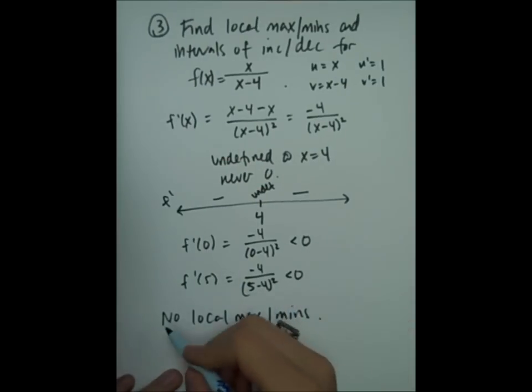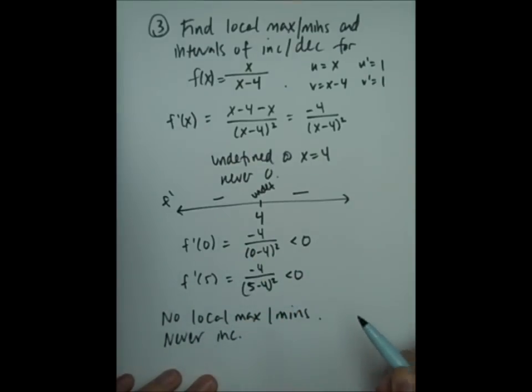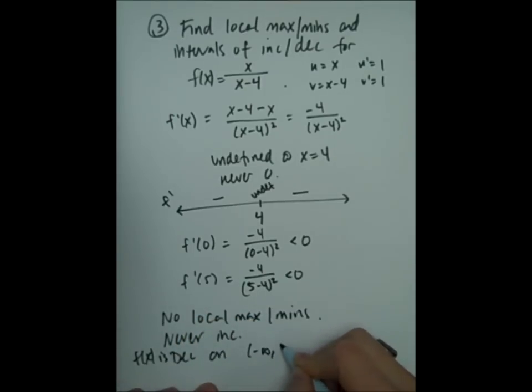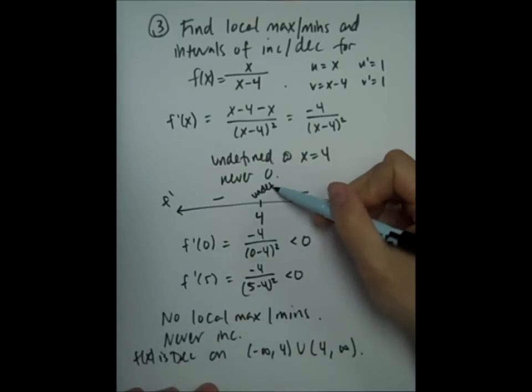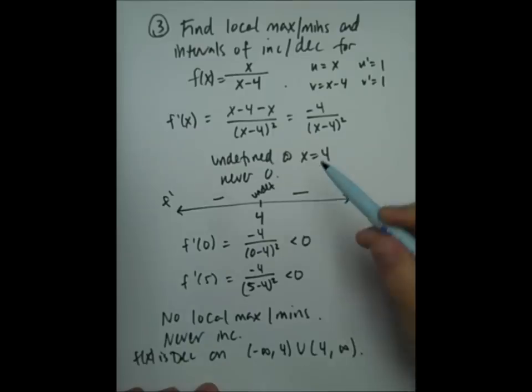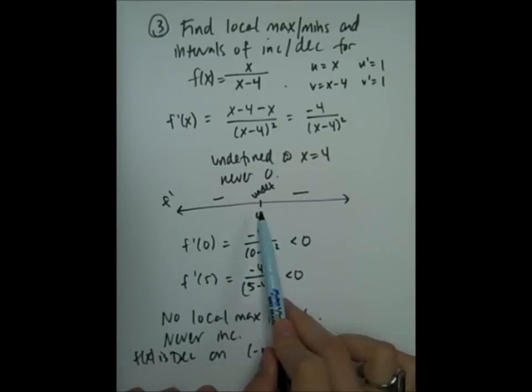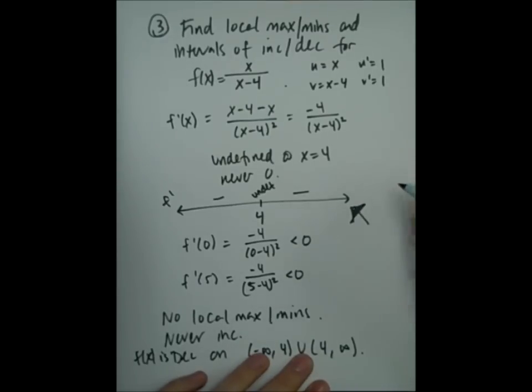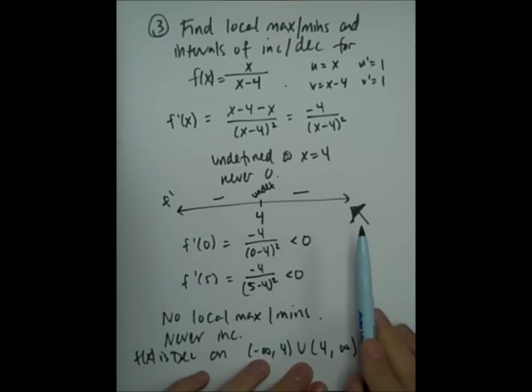When is it increasing? Well, this is never positive, so it's never increasing. And when is it decreasing? So f of x is decreasing from negative infinity to 4, and then from 4 to infinity. It's not decreasing at 4, because the derivative is undefined there. So that's increasing, decreasing, local maximums and minimums. This graph is going to tell you everything you need to know. So this is what we want to be really comfortable drawing.